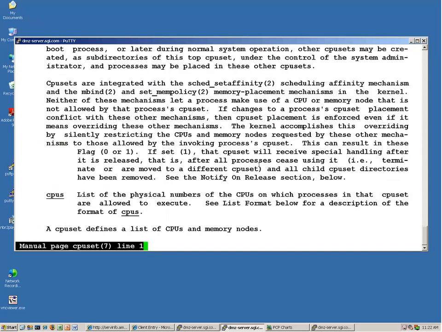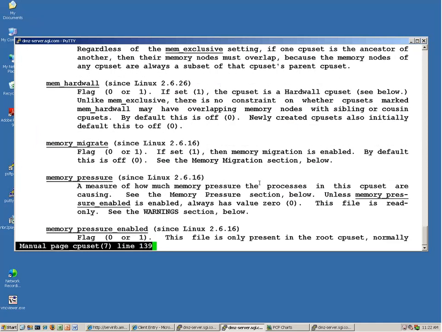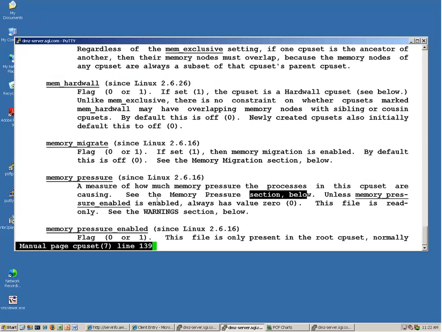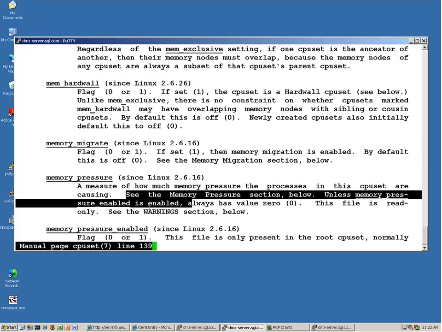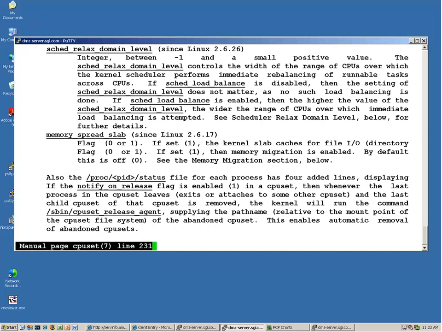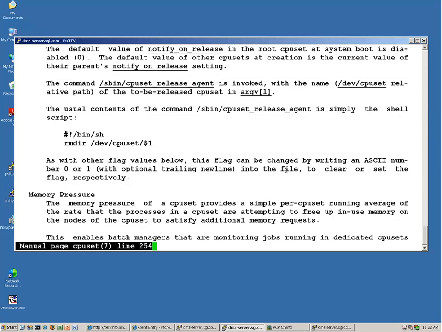Looking for the documentation on it. So here's what it's calling it. This memory section below has to be enabled. It's read-only. And then let's see where we have it here. Hardwall is not working. I'll talk about that Friday. Hardwall is always up. I'm not able to break out of my CPU set. Here's the memory pressure. The rate that processes in the CPU set are trying to free up in-use memory is what they're calling it.